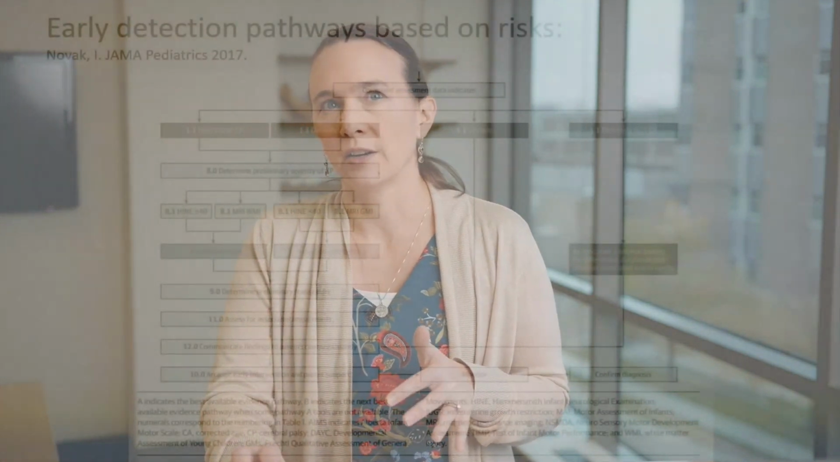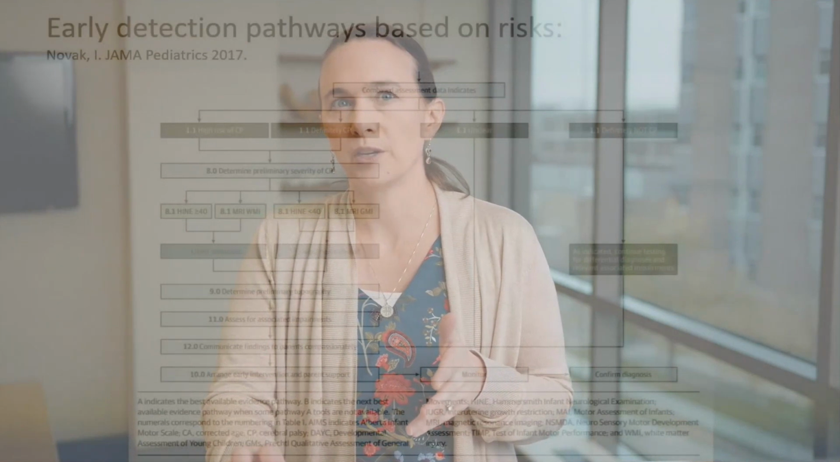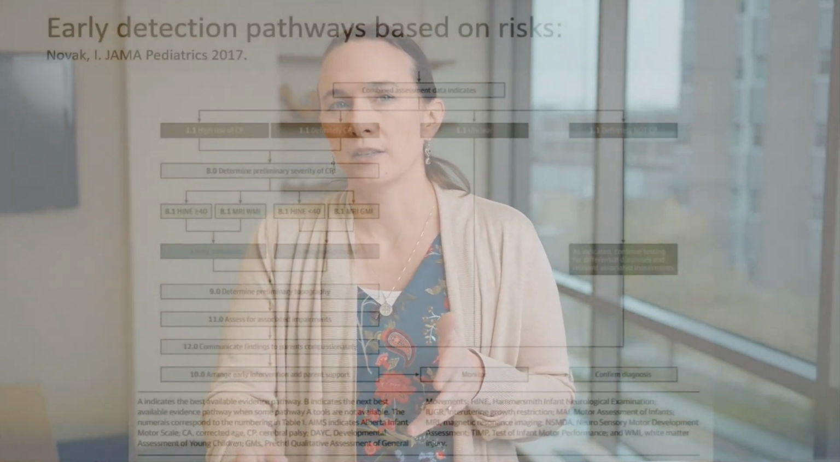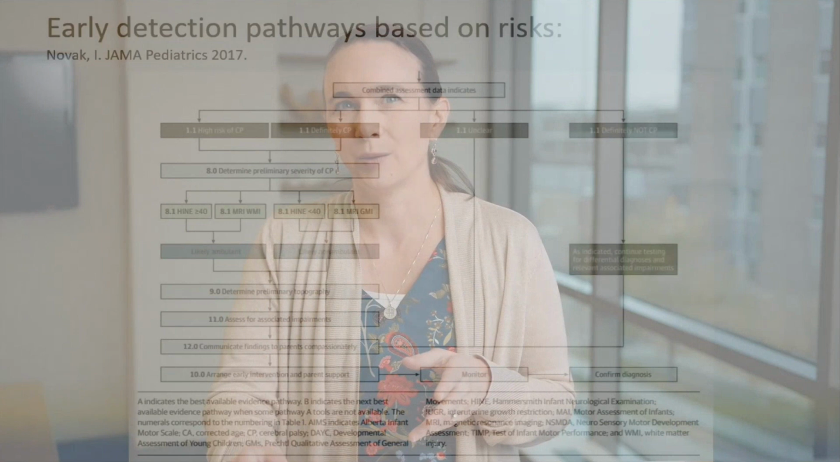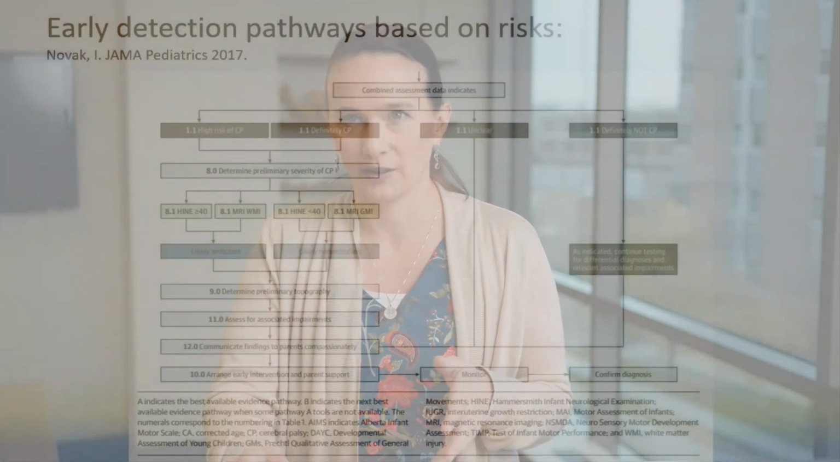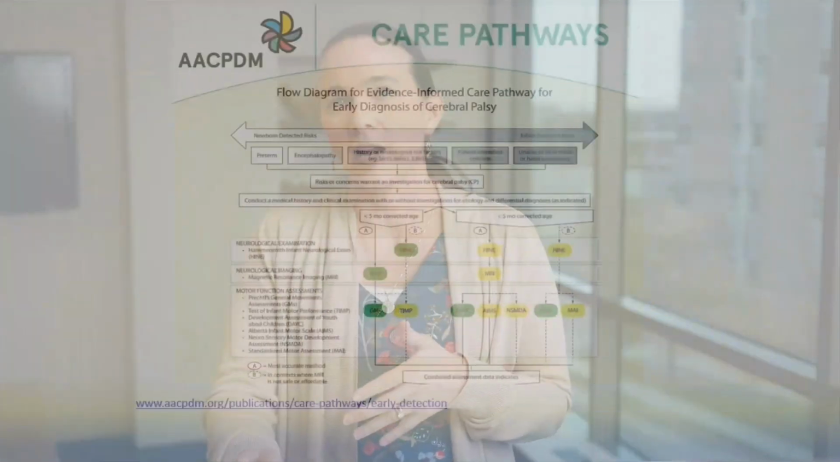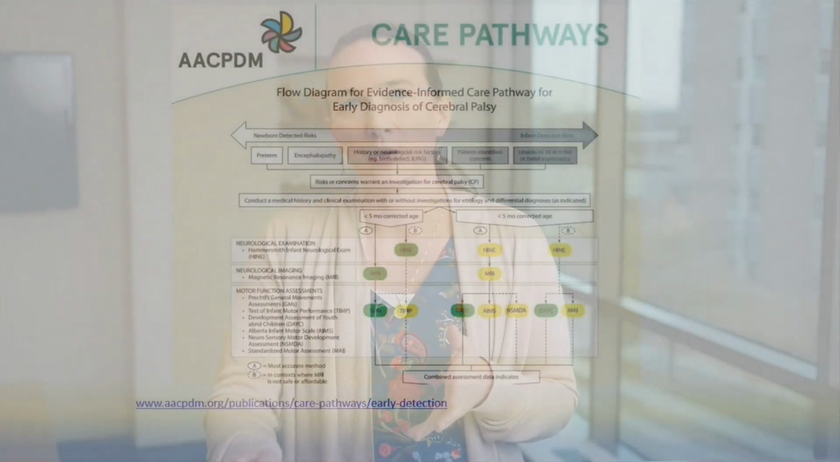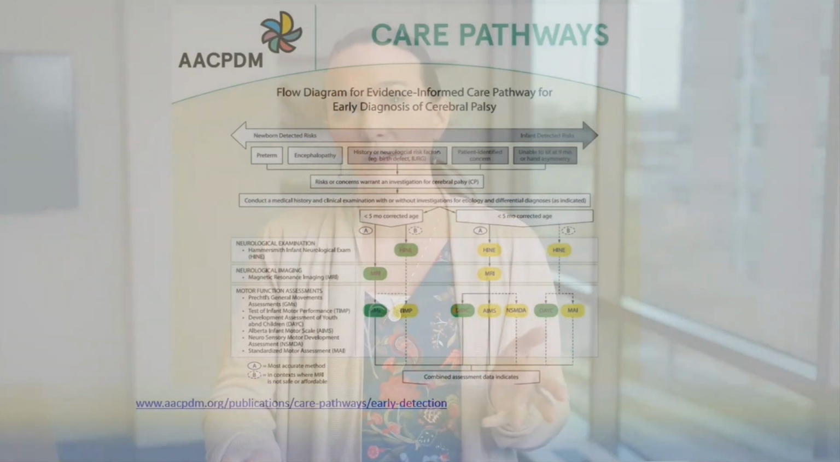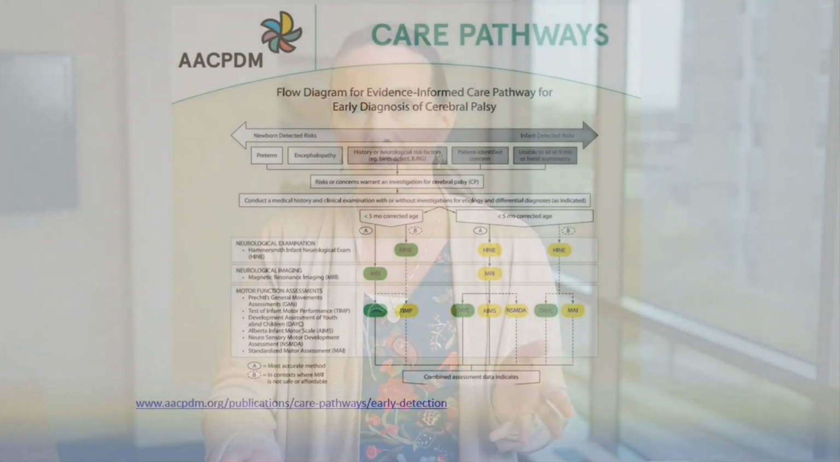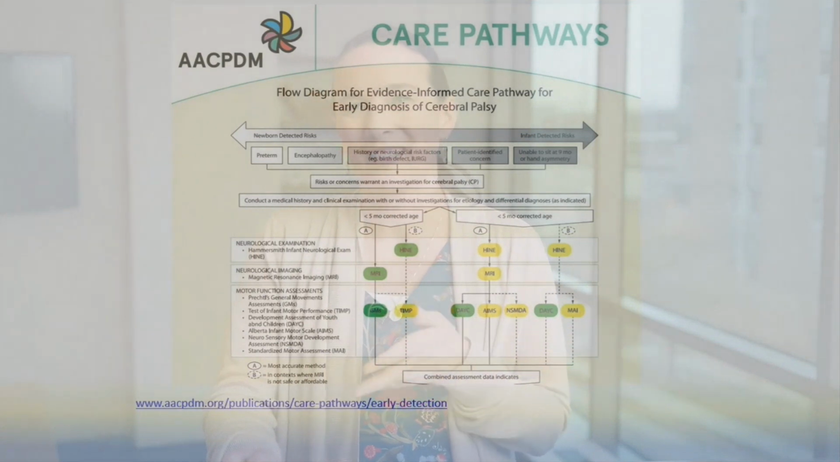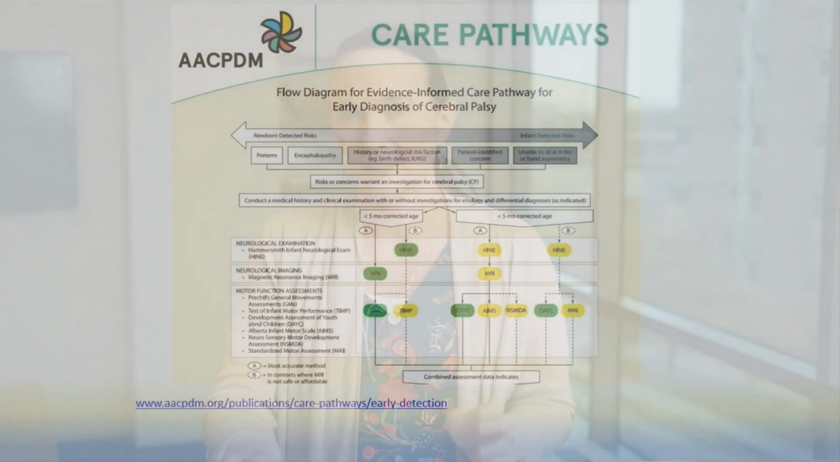The bottom part of this detection pathway moves on towards continuing to break down, understanding severity of CP, trying to predict severity of CP. So this is a very helpful, very useful tool as we move forward in understanding early diagnosis and thus move towards talking about early intervention. And I wanted to make sure you're all aware that the American Academy for Cerebral Palsy and Developmental Medicine also has adopted this in their care pathway sections, which is free and easily accessible to all.